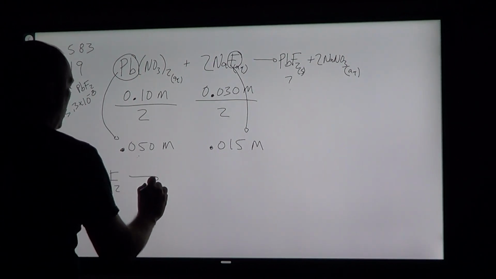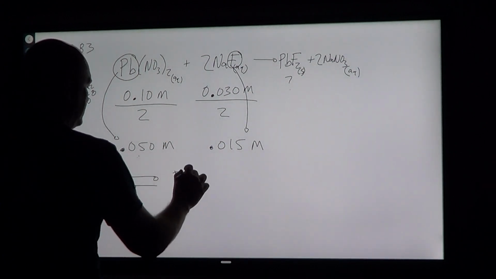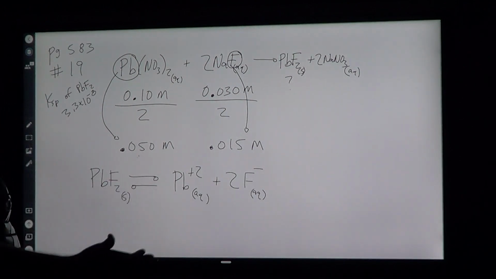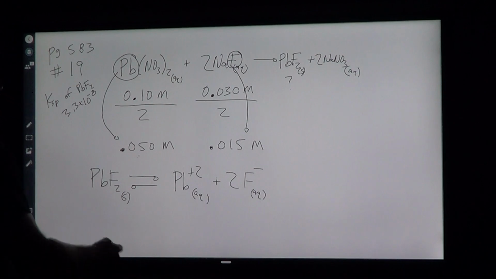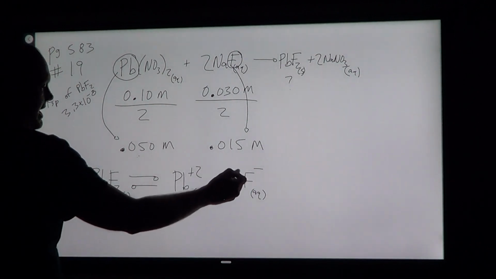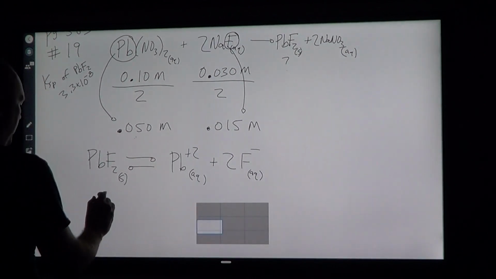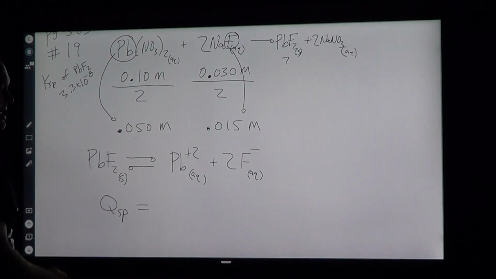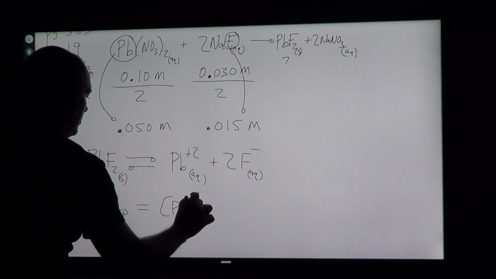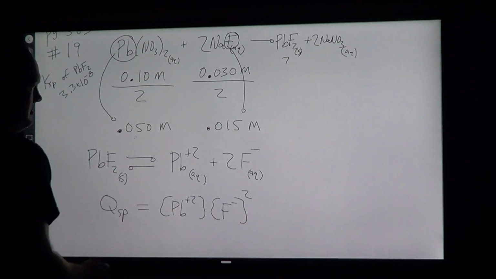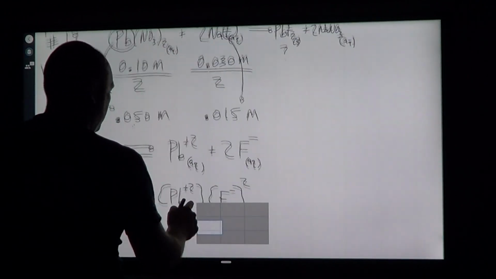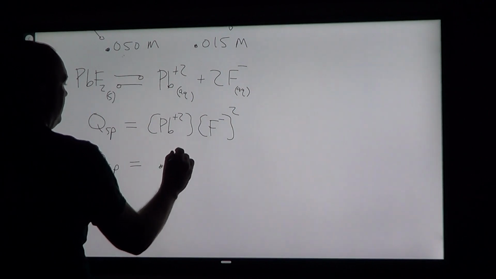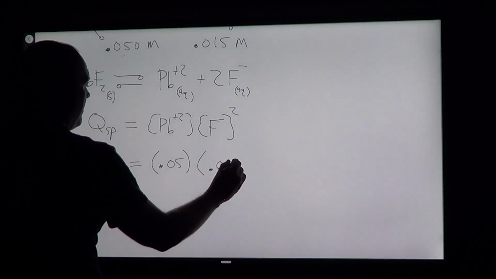If we're looking at this substance right here, PbF2, we need to know, if it becomes aqueous, what is our equilibrium equation? Just like we did before, it's going to be lead times fluoride squared, but we need to make sure that we call this a QSP, because this is using our actual chemicals that we're mixing together. And so we know the QSP must be the Pb plus 2 times the F minus squared, which means that we have 0.05 times 0.015 squared.